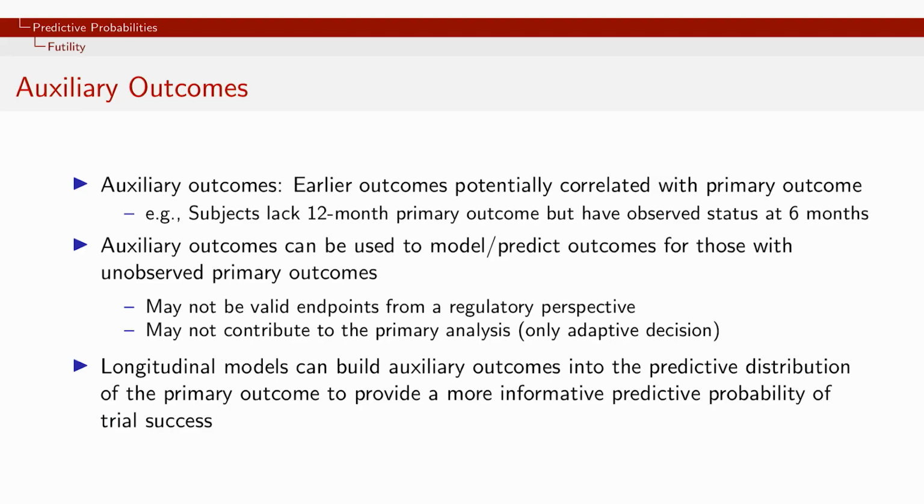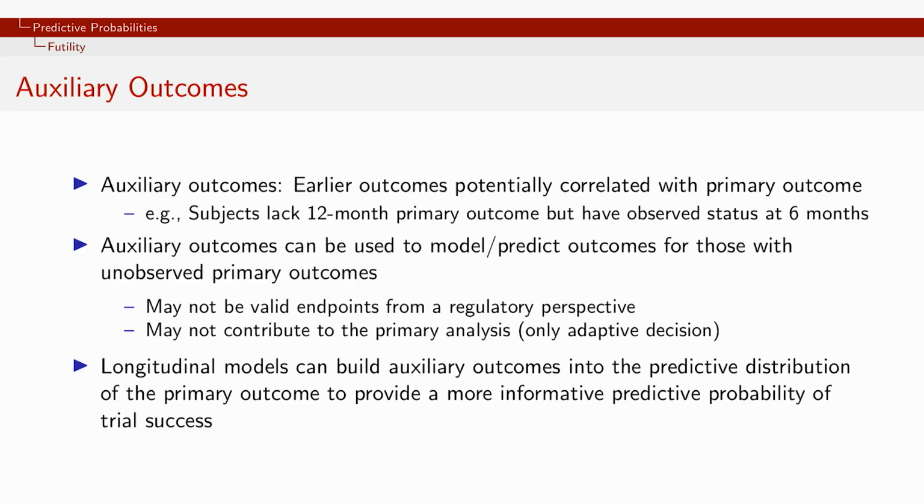Now, these auxiliary outcomes can be used to model the eventual primary outcomes that will be obtained, but they don't have to be a valid endpoint from a regulatory perspective, and they don't even necessarily have to be the same endpoint. If your primary endpoint is a response, it could be an underlying biomarker that changes based on the treatment, and you have a response over time. And even more, an auxiliary outcome doesn't even have to contribute to the primary analysis. It only has to contribute to the adaptive decision.